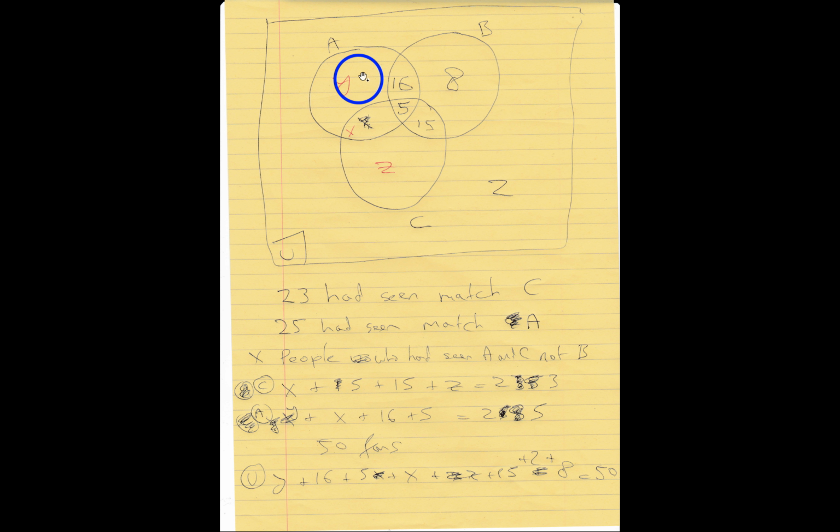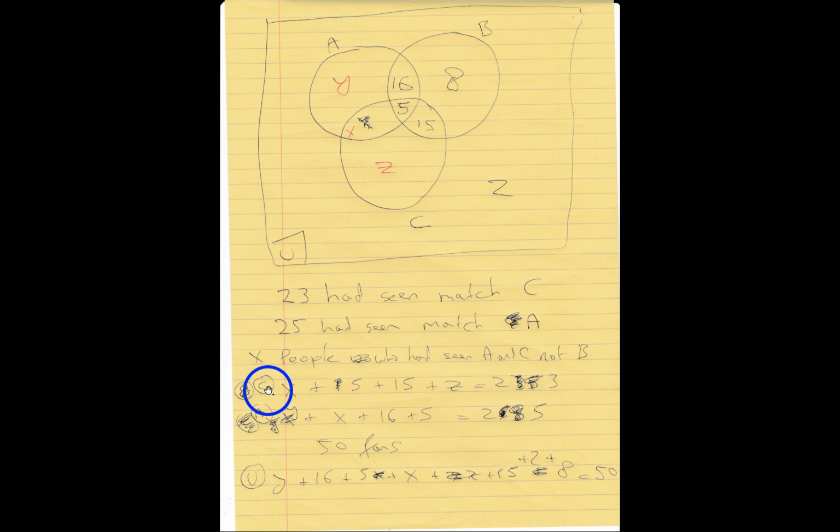Okay, so because it's maths, I've introduced some variables. I don't know how many people went to see only A, I'm calling that Y. The number of people who went to see A and C, I'm going to call that X. And the number of people who just went to see match C, I'm going to call that Z. And then obviously we have some information. It wasn't directly clear how to convert that into a Venn diagram. We had 23 people had seen match C, and 25 people had seen match A.